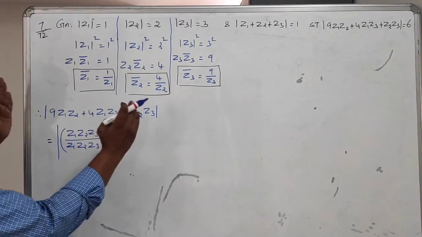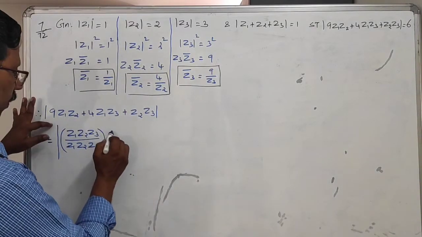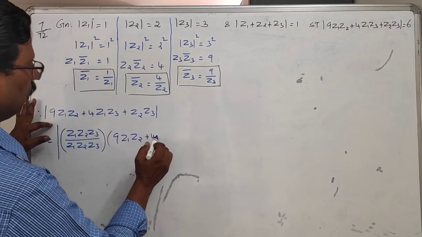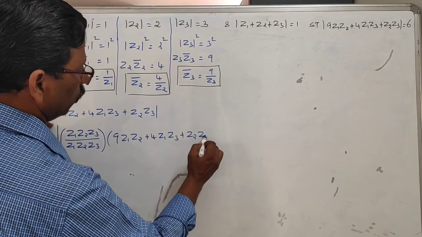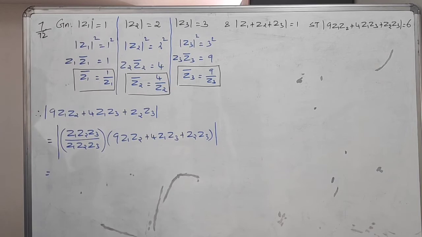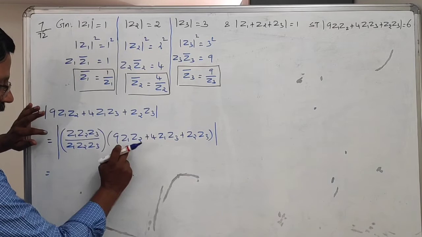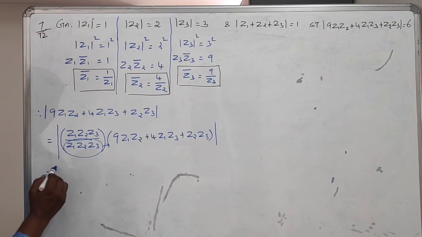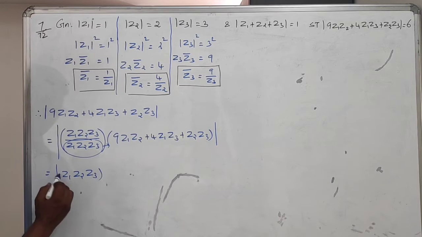Yes, now within the modulus, you multiply and divide by the product Z1, Z2 and Z3. Now what do you have here? 9 times Z1 Z2 plus 4 times Z1 Z3 plus Z2 Z3. This is what we have. Now you keep this outside and take this alone inside. That is, Z1, Z2 and Z3 we have outside.